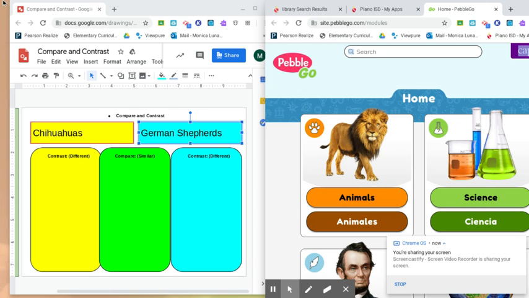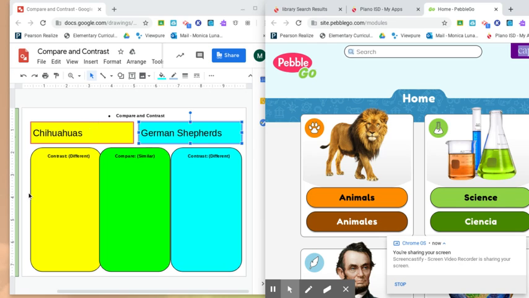Hello, students. Today we are going to be reviewing comparing and contrasting. Remember, when we compare something, we're looking at how the two things are similar, okay? And we write it in the middle. When we're contrasting two things, we are trying to find how they are different, okay? And so we write it in the outer boxes.